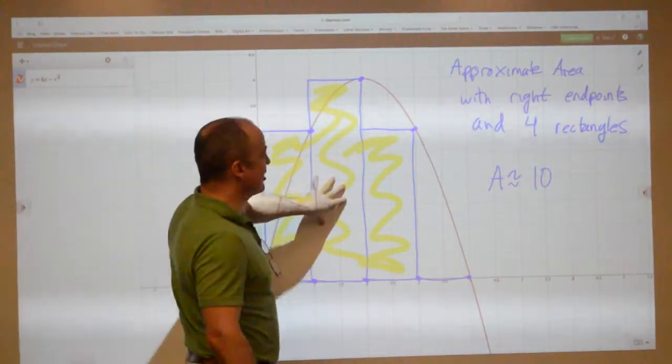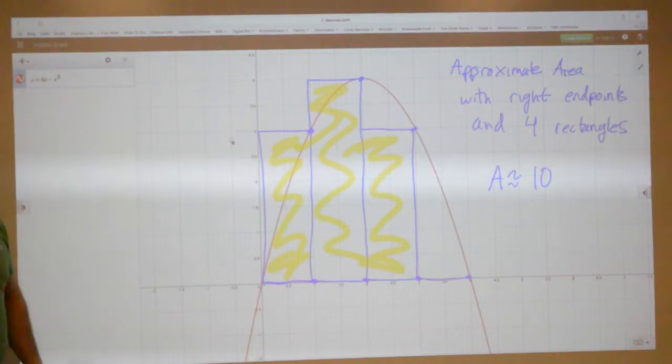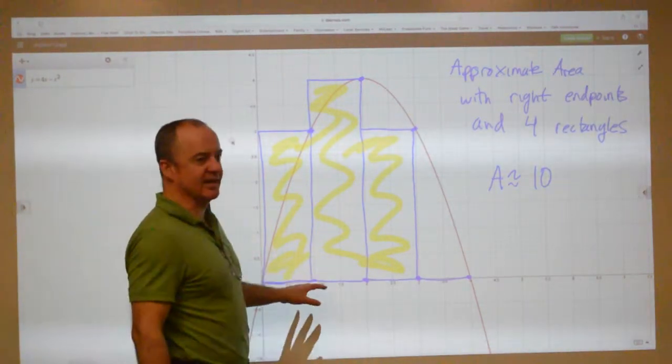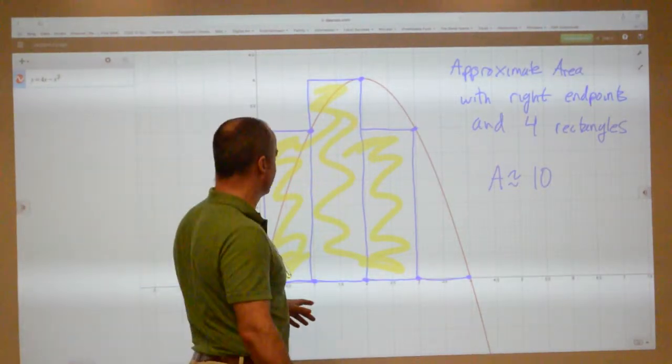All right. This area will be approximately 10. You can figure out the patterns to it pretty easily. Any questions on how you find a left or right-hand approximate area? Okay. I'm going to let you think about it tonight in the homework a little bit.